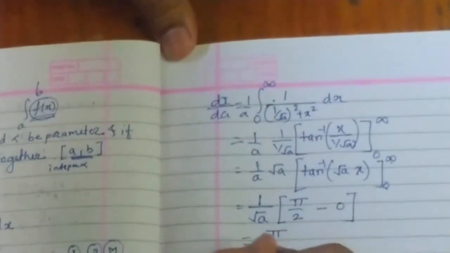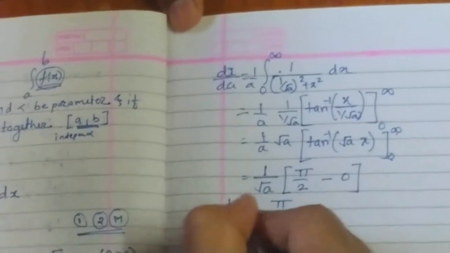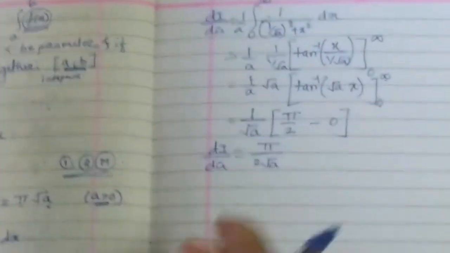So what is my answer here? Pi upon 2 root a. But this is the answer of dI by da. It's not the answer of I.